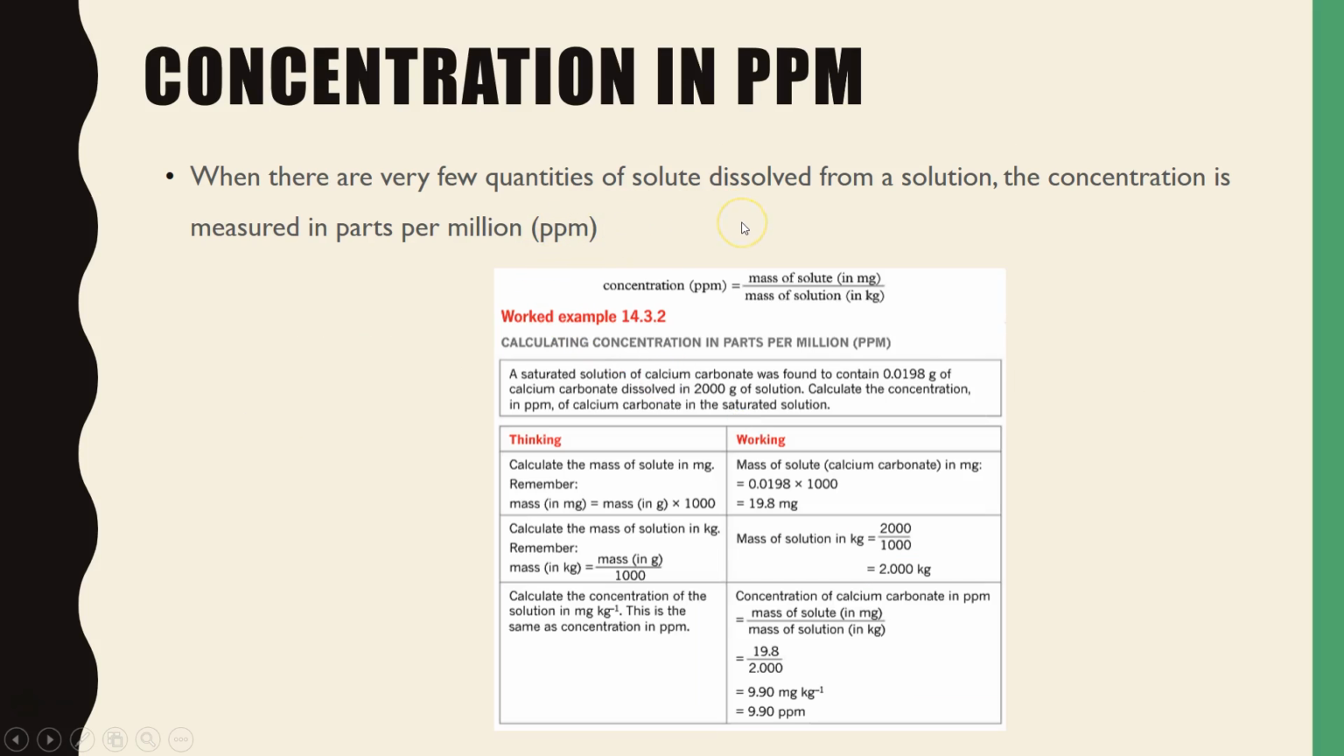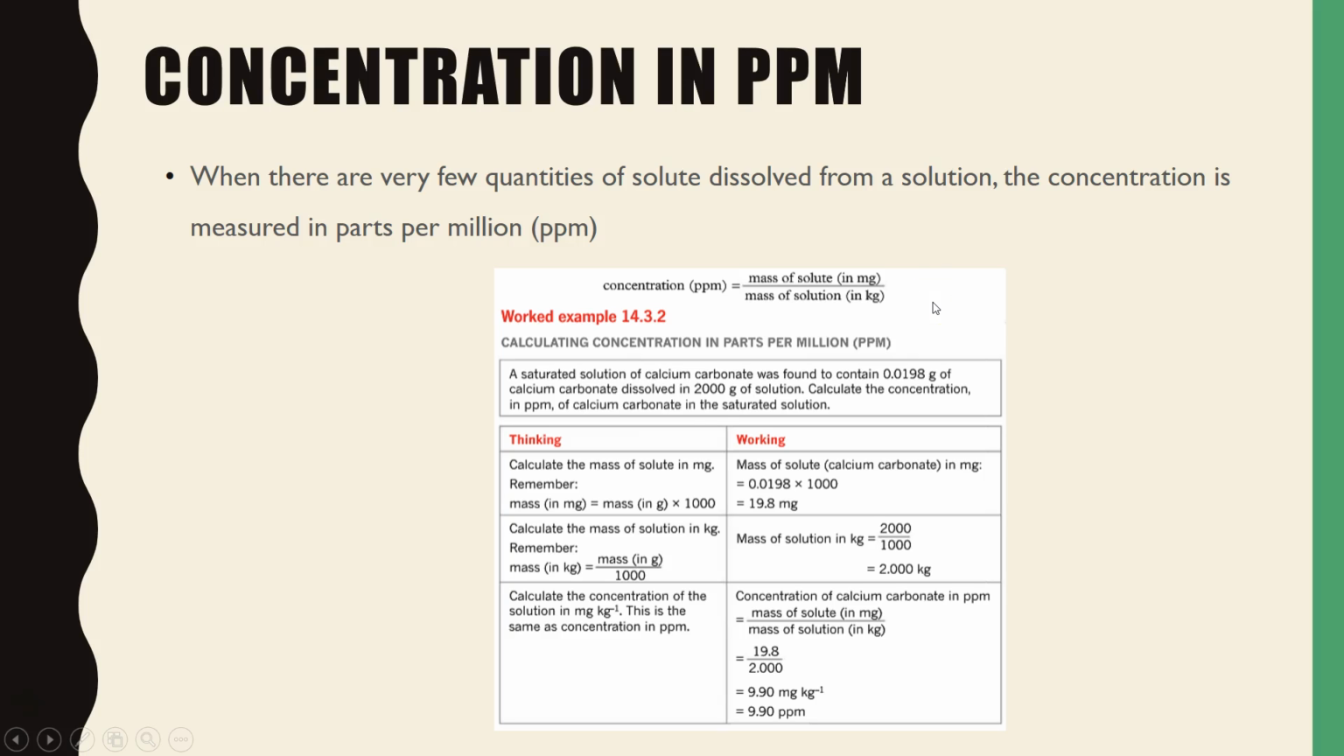So to calculate parts per million, we can use the following. Concentration in parts per million is equal to mass of the solute in milligrams divided by kilograms, because a milligram is 1/1000th of a gram, and a gram is 1/1000th of a kilogram. So therefore, a milligram is 1/1,000,000th of a kilogram.